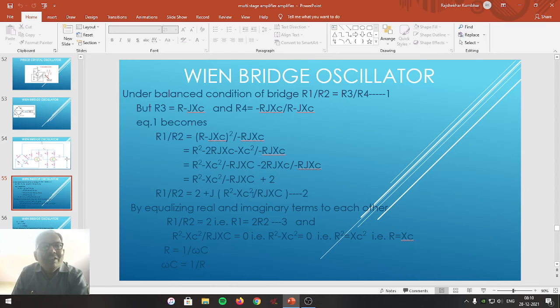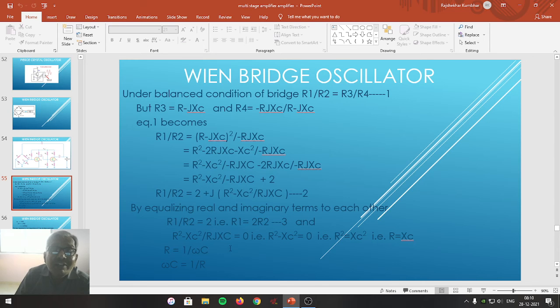By equating real and imaginary terms of equation 2 with each other. Here R1 upon R2 equal to 2 is the real term. Imaginary term is R square minus x square c upon Rjxc, that's equal to 0. So therefore we can write it R1 upon R2 is equal to 2, that is R1 is equal to twice R2. Let me call this as equation number 3. This was obtained by equating real terms with each other.